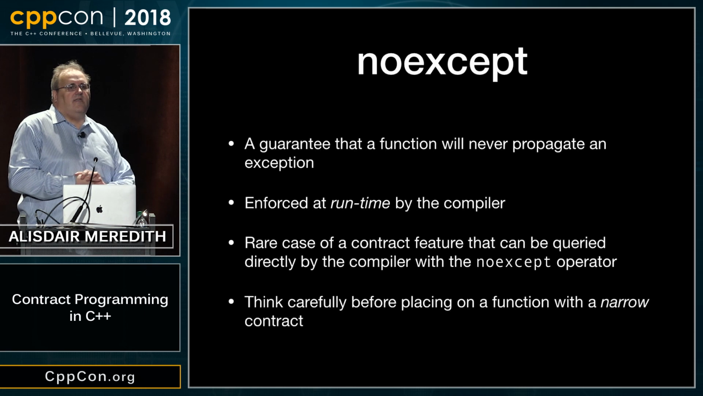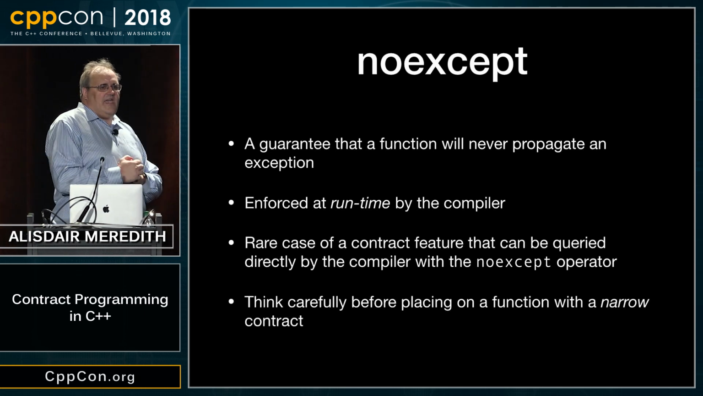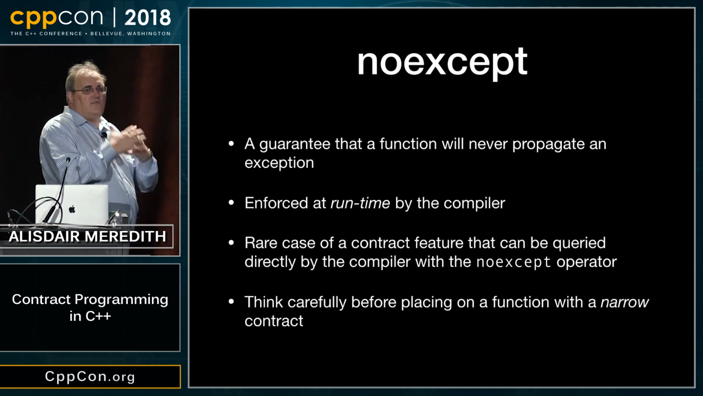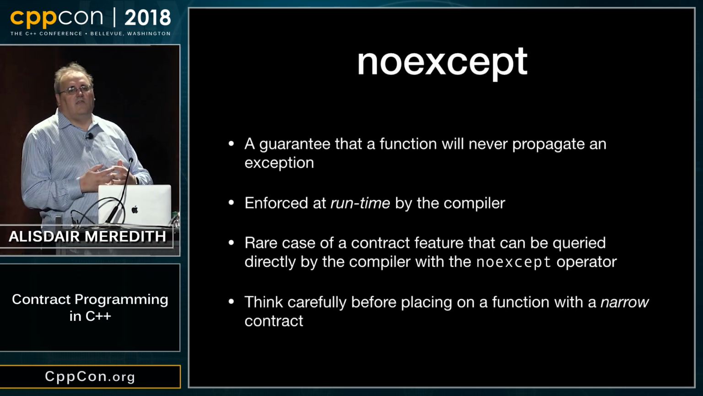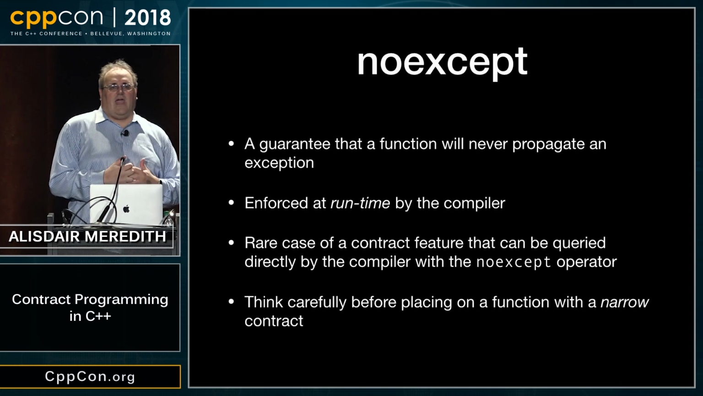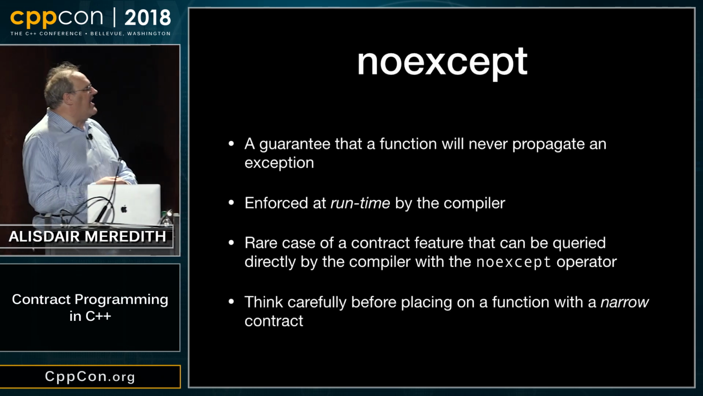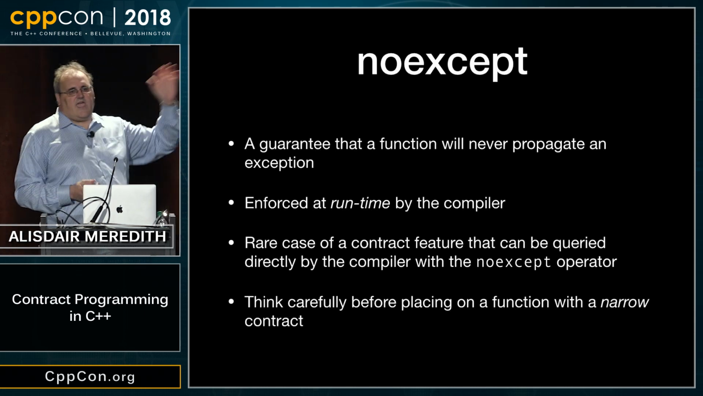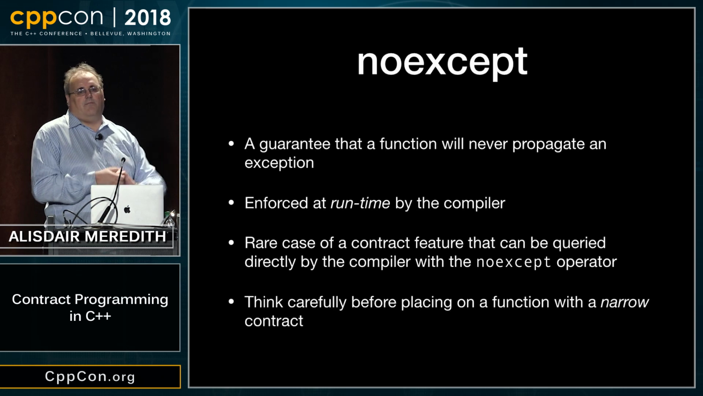Another neat guarantee that comes with a language is noexcept. We have the option of saying my function does not throw exceptions. I have the option of putting noexcept on my function to let everyone really know that, as well as writing it in a plain English contract. This is a guarantee that the compiler can rely on. It will enforce it at runtime.